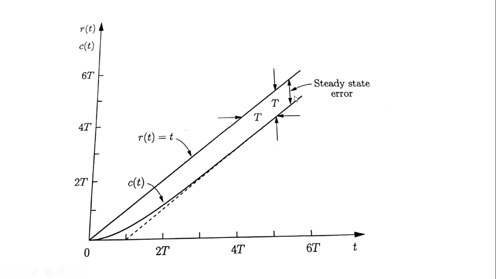Now the important thing I wanted to point out right here is that there is a steady state error. If I look at this, the output is always a time constant below. The actual value is a time constant off from what the input is. In other words, if my time constant was 0.01 seconds, this output would be 0.01 volts below this input. That's steady state error.